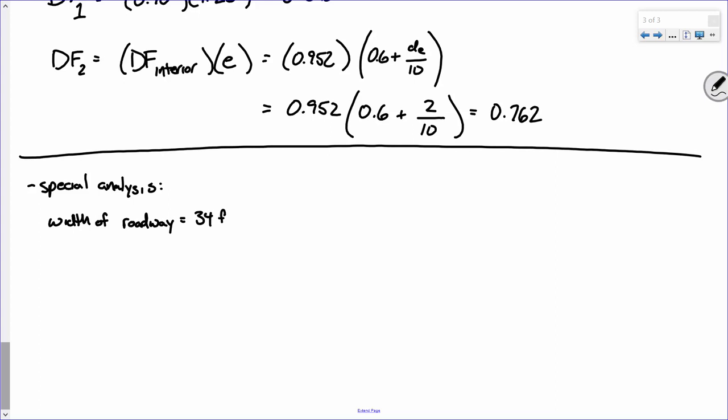34 feet, okay? Now, the width of a design lane is 12 feet, okay? So if I take 34 feet over 12 feet, that's what? .83. So let's see if you all remember. How many times would we then perform special analysis? No. 2. We only put as many design lanes as will fit on the structure. So we're only putting 2.